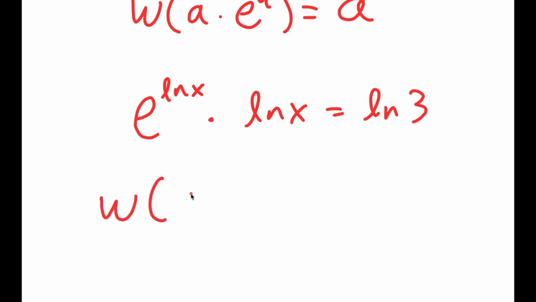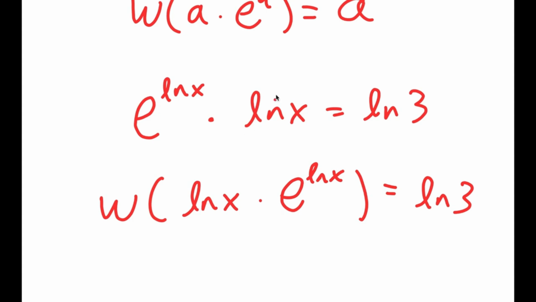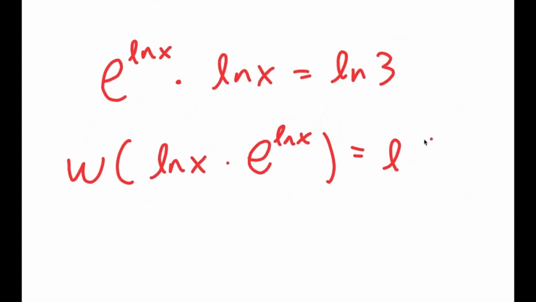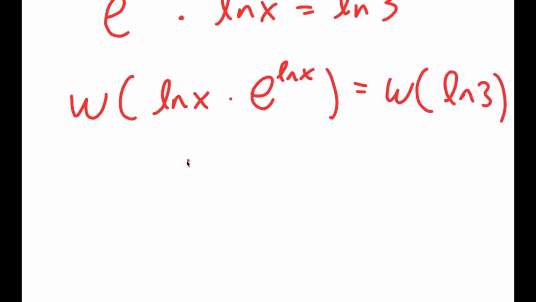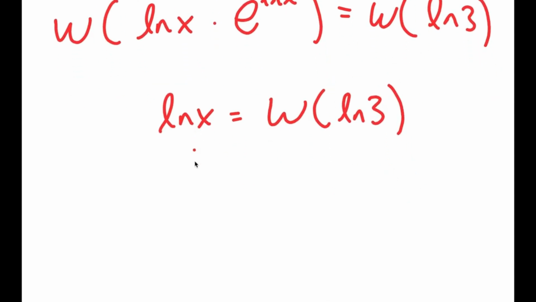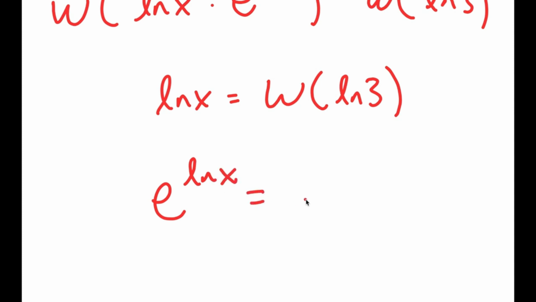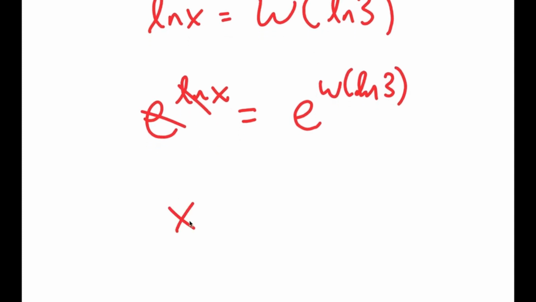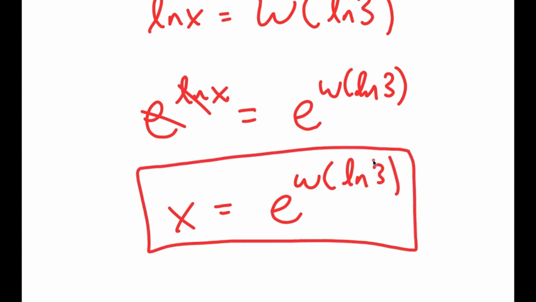So now if I take the W-Lambert function on both sides, I get W of ln x times e to the power of ln x is equal to W of ln 3, and the left side is just equal to a. So now I'm left with ln of x is equal to W of ln 3. Now, I want to get rid of this ln, so I'm just going to take e to the power of both sides. These two cancel out, so I get x is equal to e to the power of W of ln of 3. So this is my answer to this equation.